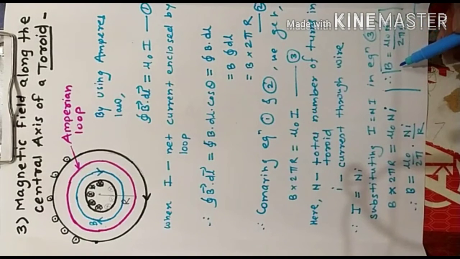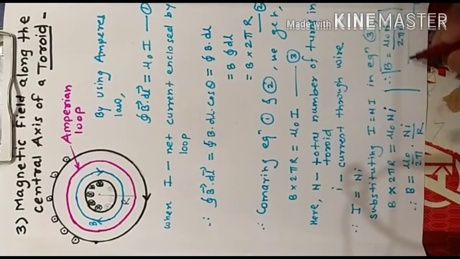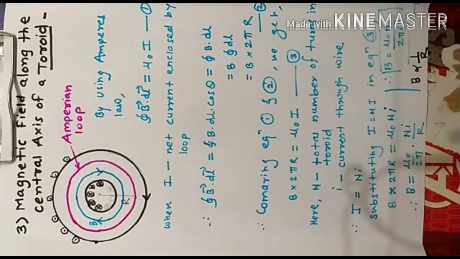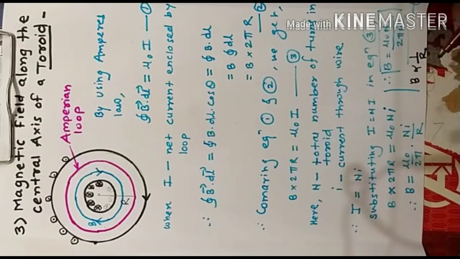Thus the equation B is equal to mu naught N I upon 2 pi r gives the magnetic field induction along the central axis of the toroid. This equation shows that the magnetic field induction B is inversely proportional to r. That is, the magnetic field induction is not uniform along the cross section of the toroid.